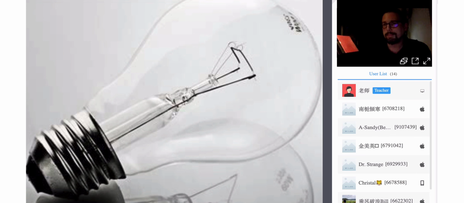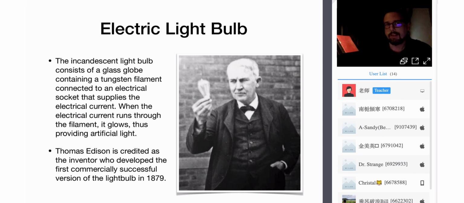The light bulb. The incandescent light bulb consists of a glass globe containing a tungsten filament. It's just a kind of mineral that has the property of glowing when given an electric current. So the wire coated in the tungsten filament is connected to a socket, which is connected to an electrical current. And when the current runs through it, the filament glows, providing artificial light.